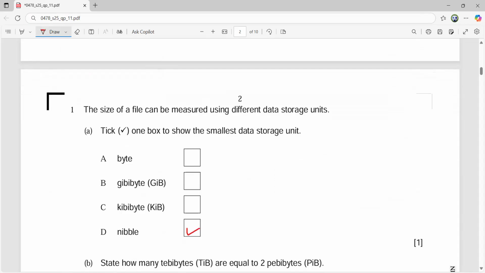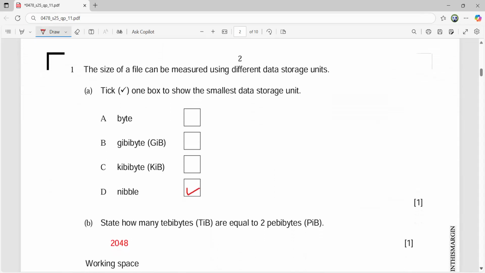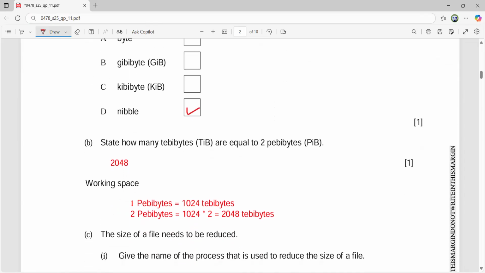Now, moving to the second part, part B, state how many tebibytes are equal to 2 pebibytes. So when you do the calculations, it is 2048. You simply write the answer after showing the working space, because 1 pebibyte means 1024 tebibytes, so 2 pebibytes means 1024 into 2, that makes it 2048 tebibytes. Just remember, this is what you have already learned, but still if you have any query, you can watch the video available on the channel regarding the conversion from one unit to another.